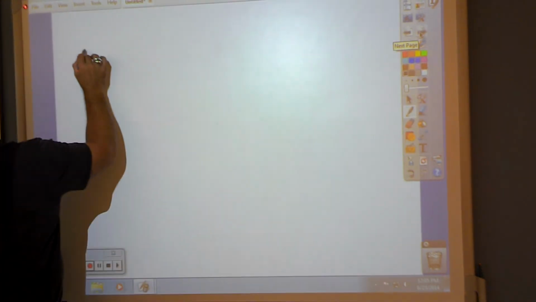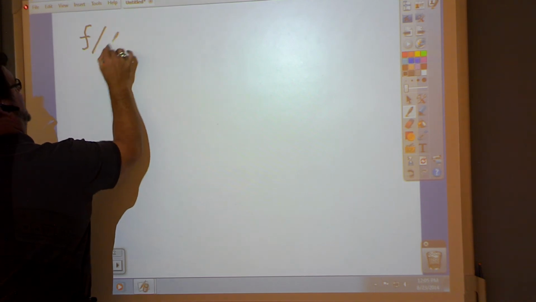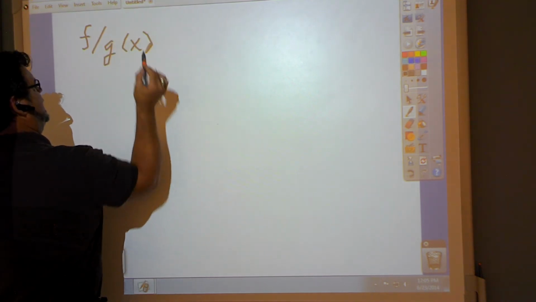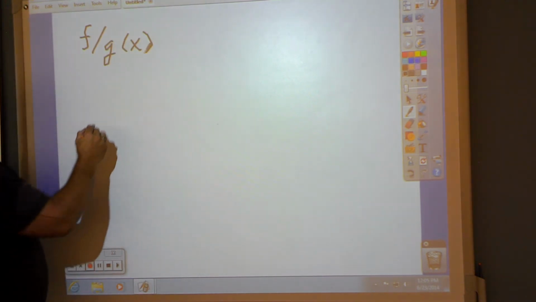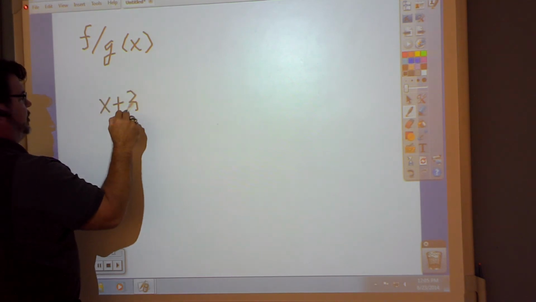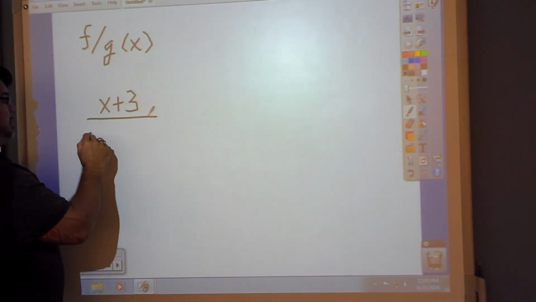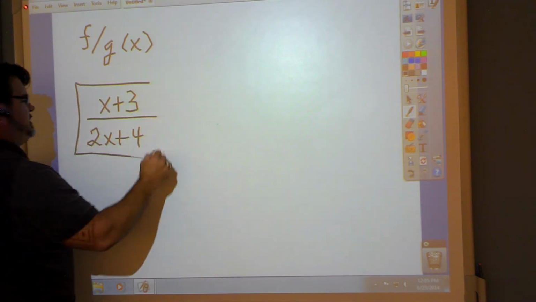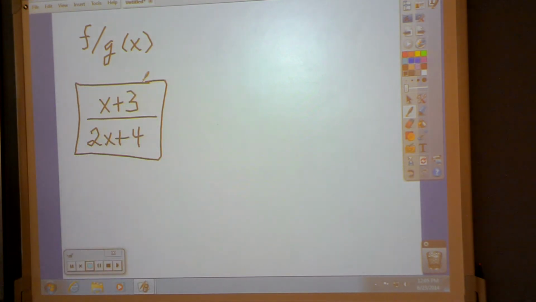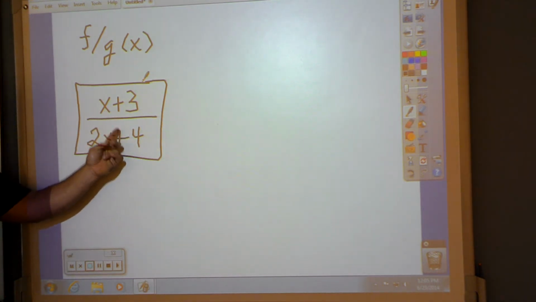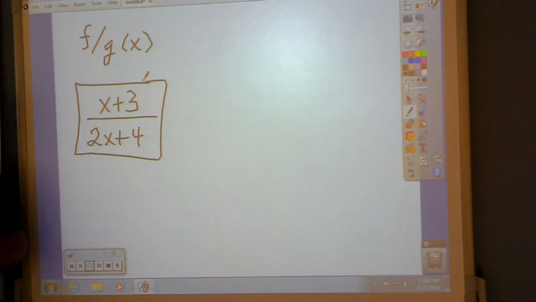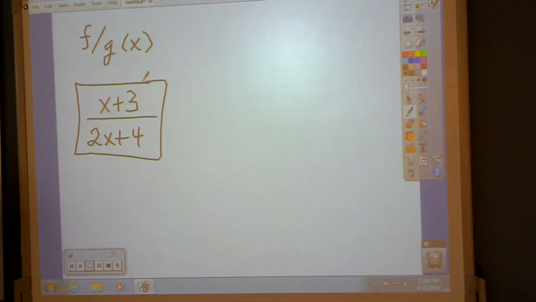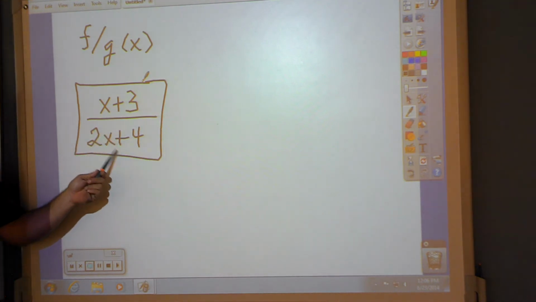And I'm just going to write F divided by G of x, and that's going to be x plus 3 over 2x plus 4. That's it. You can't do anything. Why can't we cancel anything out? Because both of them are what? Married. You can't cancel anything out. When I say married, they're joined together by a plus or a minus.